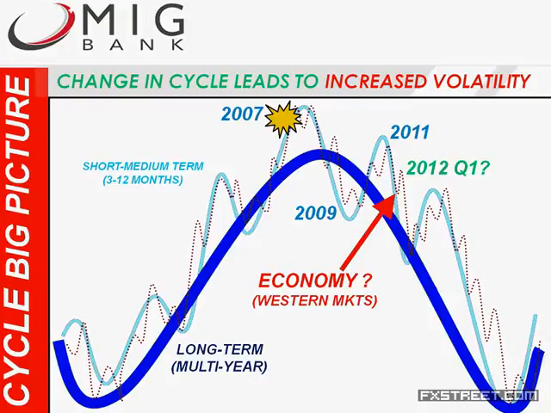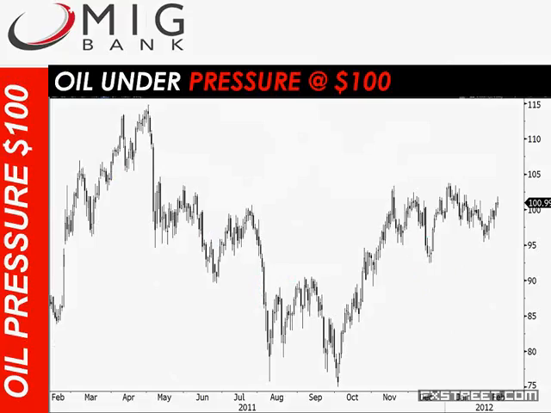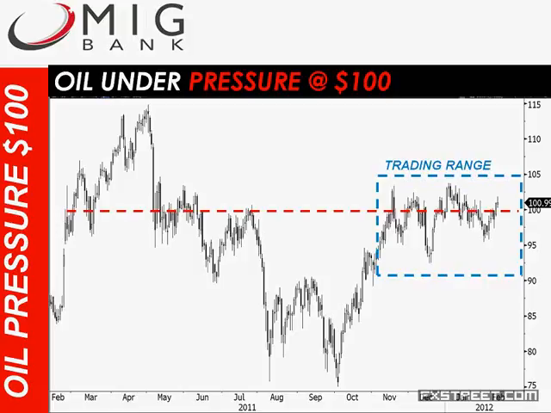Now, let's jump straight onto oil, which is the purpose of this webinar. This is West Texas oil, which has been under pressure at $100. And we can see there that $100 psychological level, which also acts as an important golden ratio level. The market has been oscillating around the $100 psychological level for some time within a trading range. And we can see that trading range has been holding for about 3 months or so.